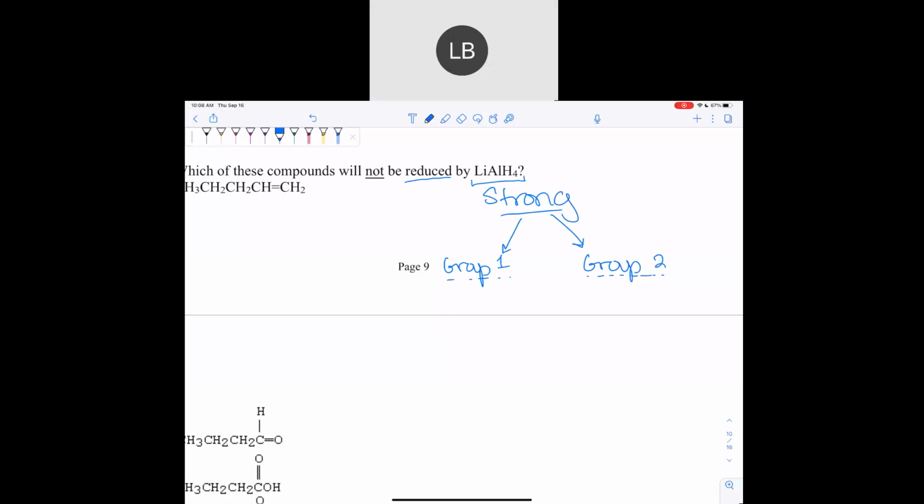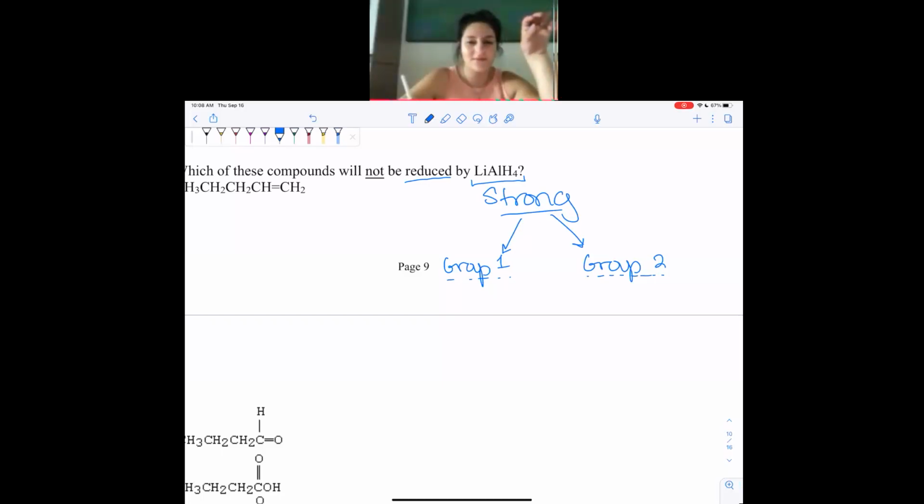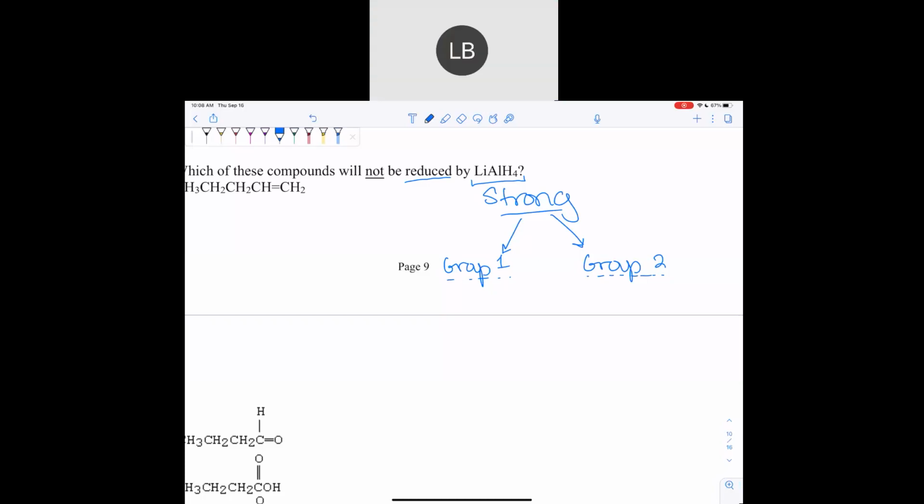Wait, so, okay, you said strong oxidizing. Did you just mean reducing? No. I'm saying if you see something that is a strong oxidizing agent, is it fair to say that would be like a weak reducing agent, like the opposite end of the spectrum? So, if you see a really weak oxidizing agent, is it fair to say it's a strong reducing agent?